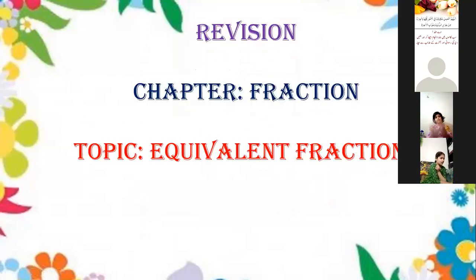So, this is our chapter fraction, and in this lecture we will study about equivalent fraction. We will study about the topic equivalent fraction.